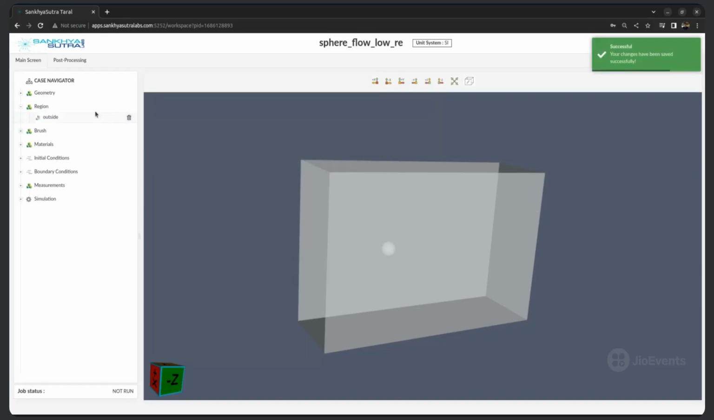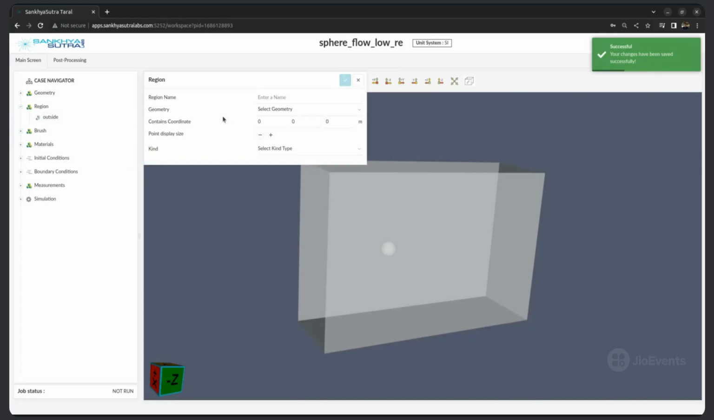And now I'll set up the other two regions in the same way. So I have my fluid bulk. This is the region between the domain walls and the sphere. So let's say I do this. You see the point here in that golden yellow sphere. And this is of simulate kind. So I set it as simulate, I click save.